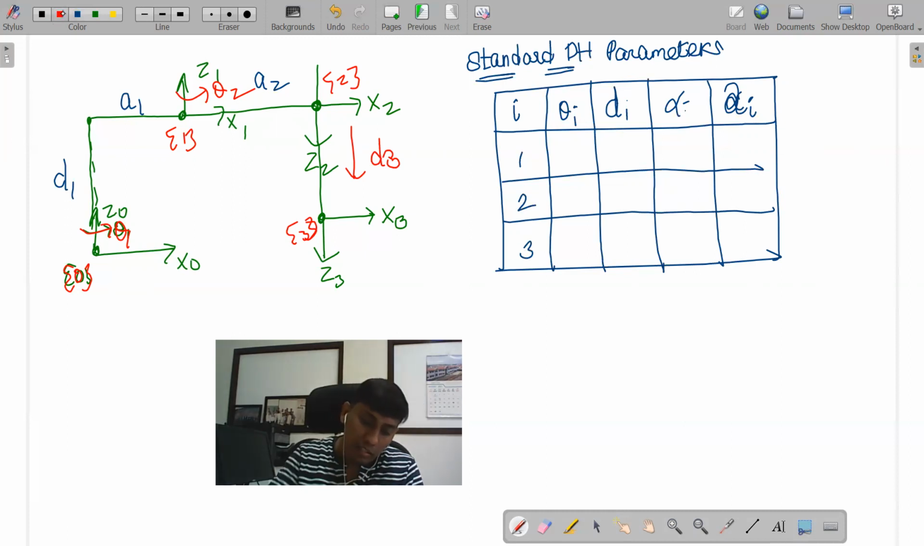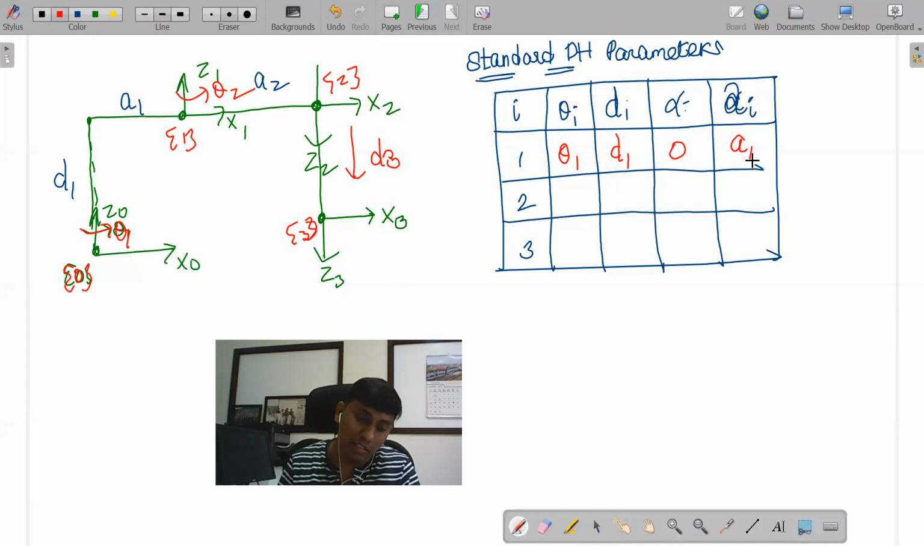So what would this be? x0 and x1 actually differ by some angle, because if I rotate about z0, it will rotate by theta1, so the x1 will vary. So that is theta1. And you can see frame 1 and 0 are a distance apart along z0, so that is d1. Now z0 and z1 are parallel and in the same direction, so there is no alpha, so that is 0. But along x0 there is a distance between 0 and 1, so that I call a1, right?